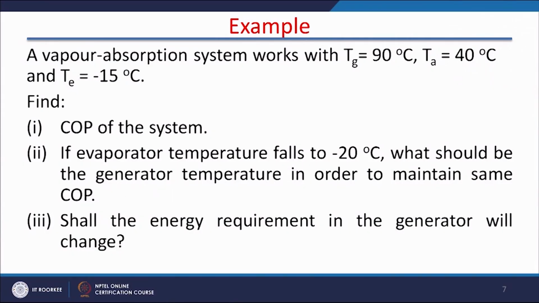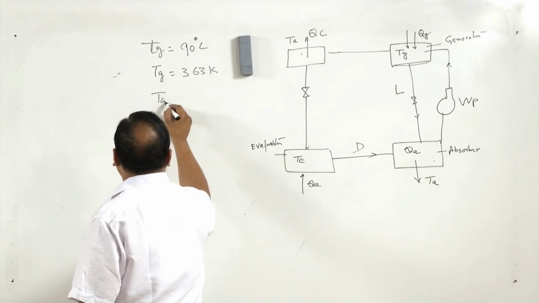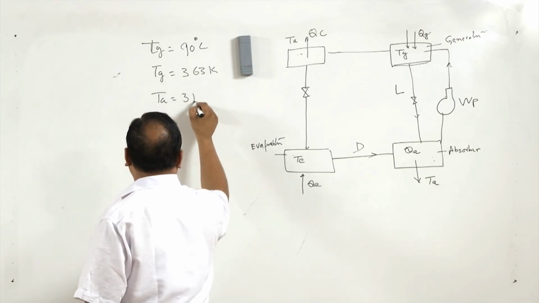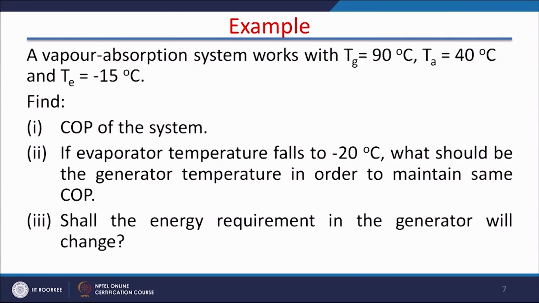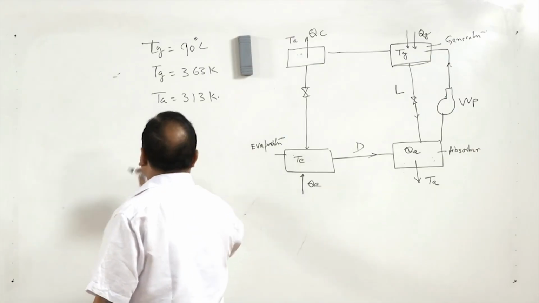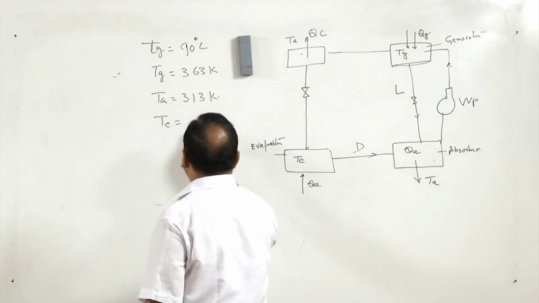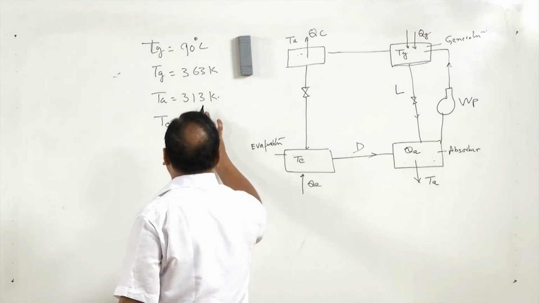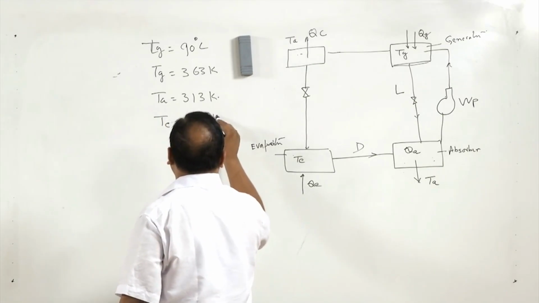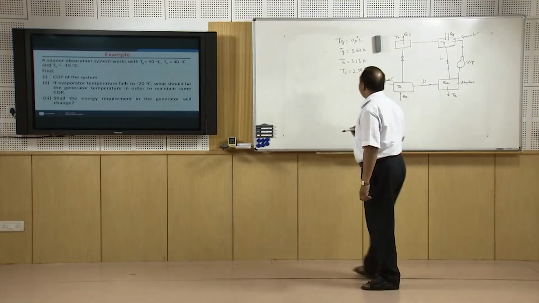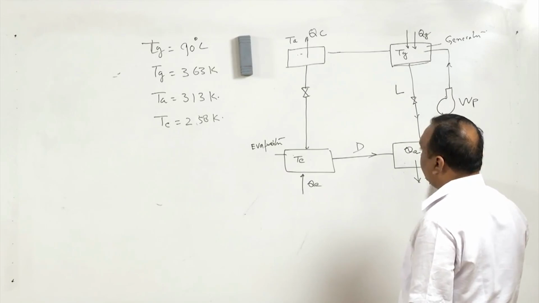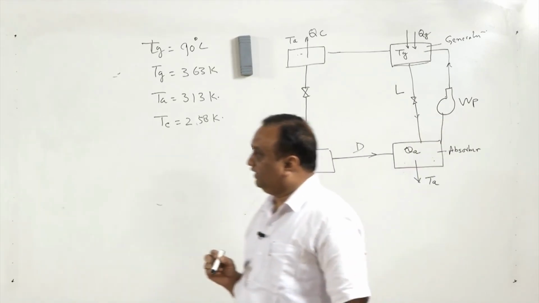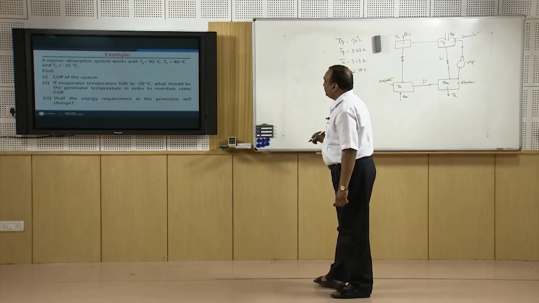Now Ta is 40 degree centigrade, so absolute temperature of Ta is 313 Kelvin, and evaporator temperature is minus 15. So 273 minus 15 is 258 Kelvin. Now we have temperature here 90 degree centigrade, this temperature is 40 degree centigrade, and this temperature is minus 15 degree centigrade. COP of the system.